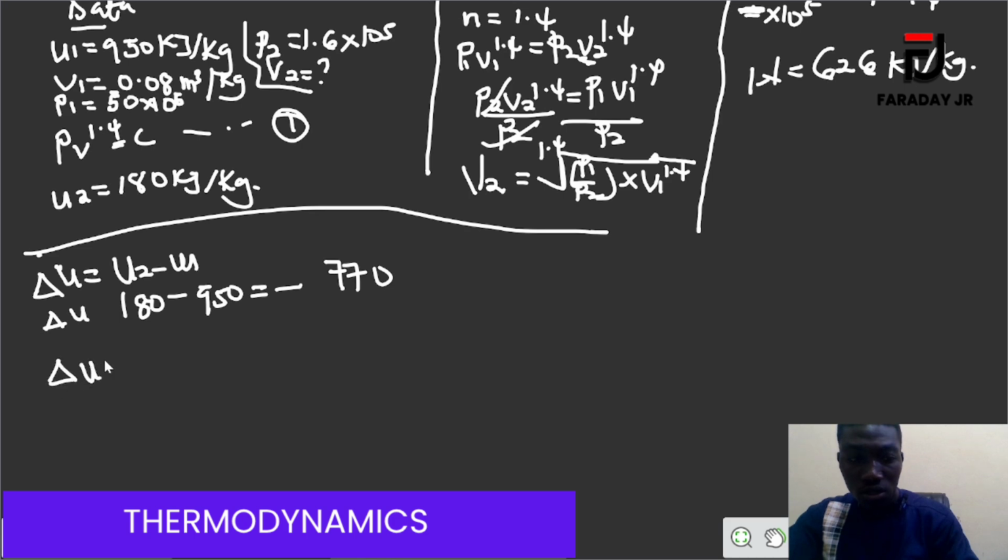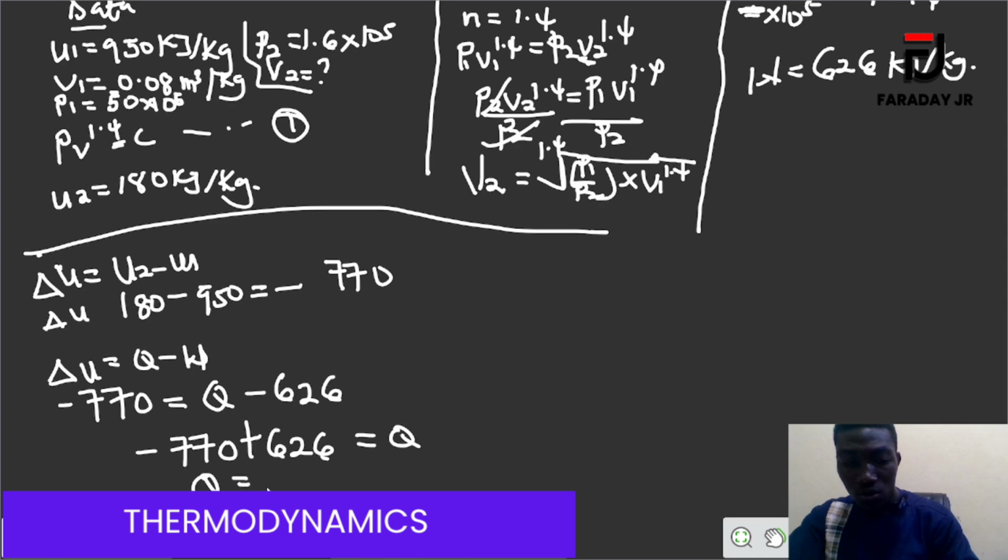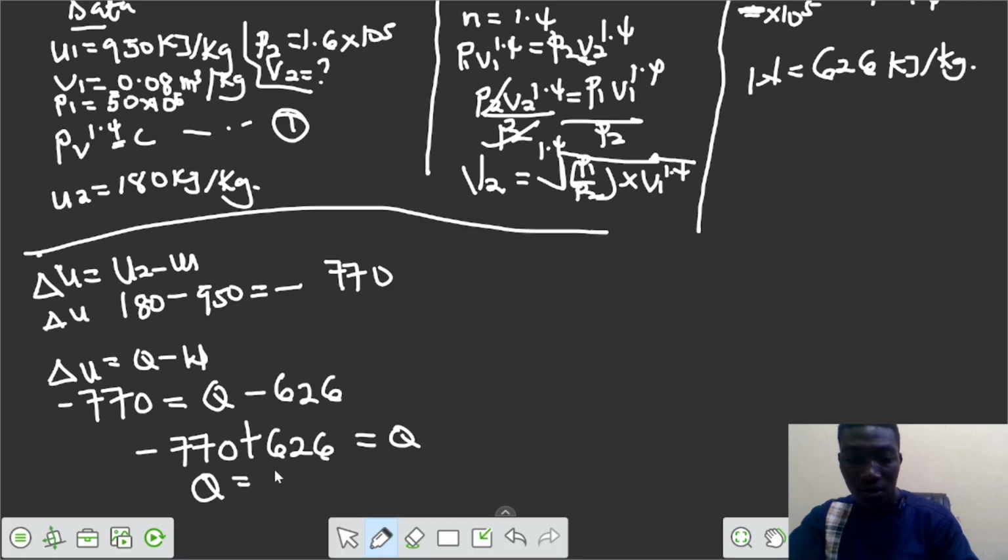Let's put it in the equation. Our change in U is equal to Q minus W. So we now have negative 770 equal to Q, which is what you're looking for, minus W, which is 626. This crosses to the other side as plus 626, equal to Q. So Q is equal to negative 770 plus 626, which is negative 144 kilojoules per kg, because no mass was given.